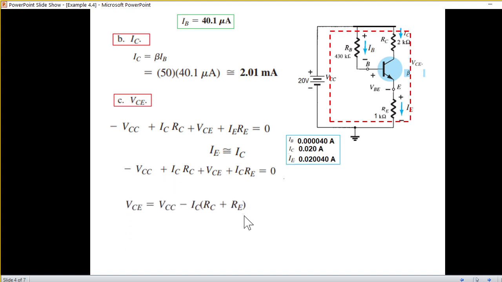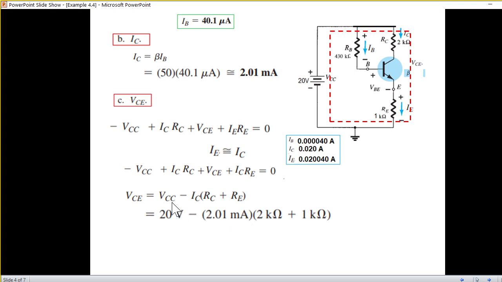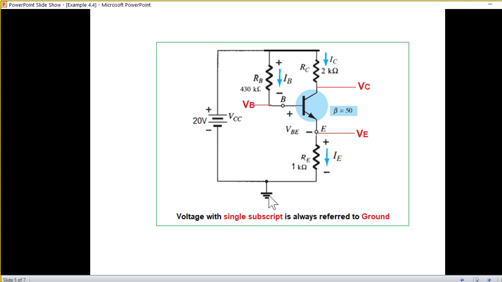So plugging in here, and then from this we can write VCE, and we know all the values now, VCC and IC and RC, RE. So VCE will be 13.97 volt. Now just a point to note that whenever we write the voltage with a single subscript like VB, VC, VE, that means these are with reference to ground, always with reference to ground. So keep this point in mind.